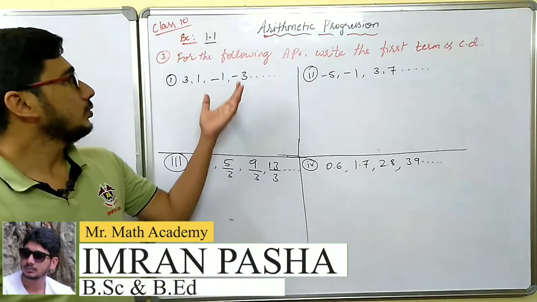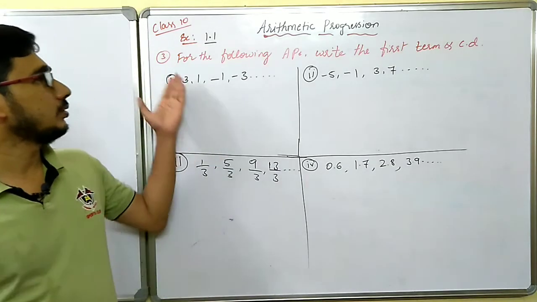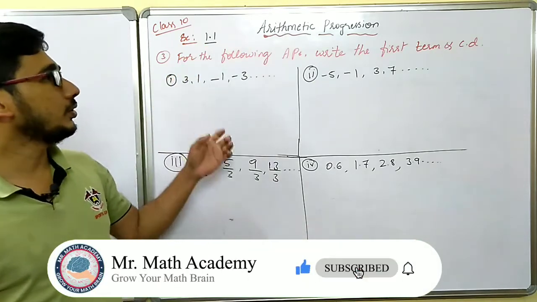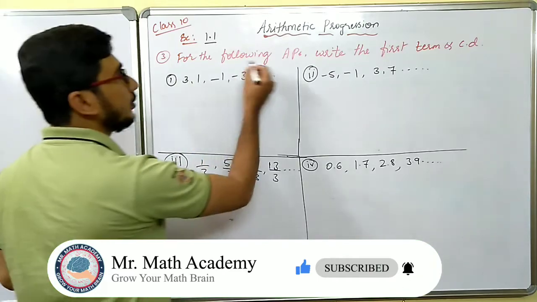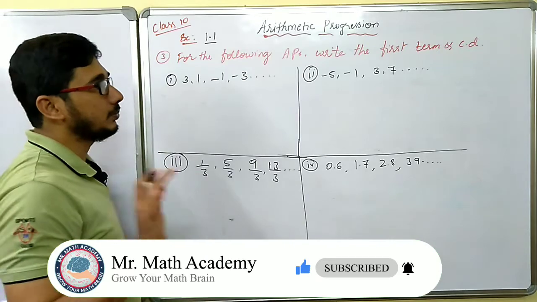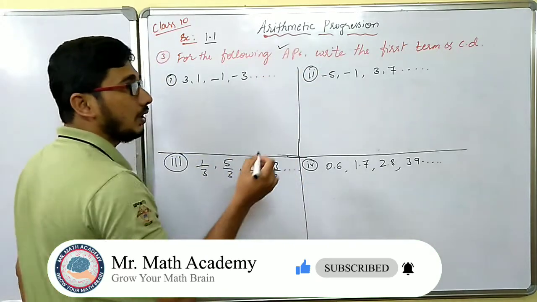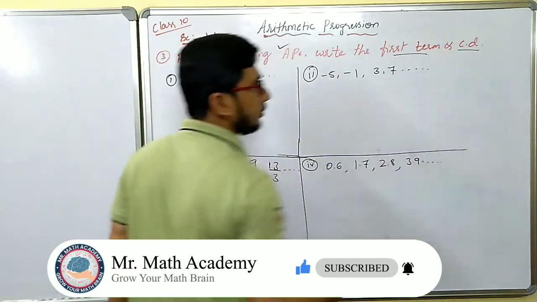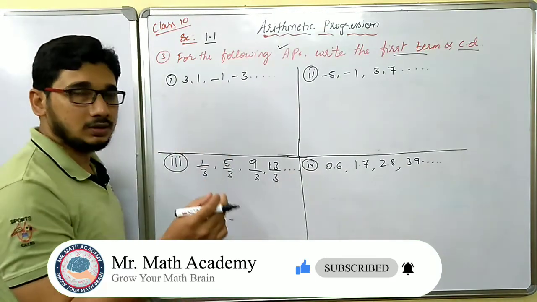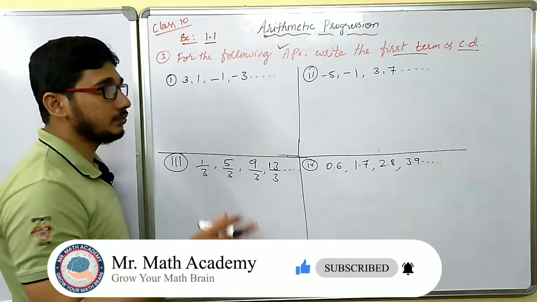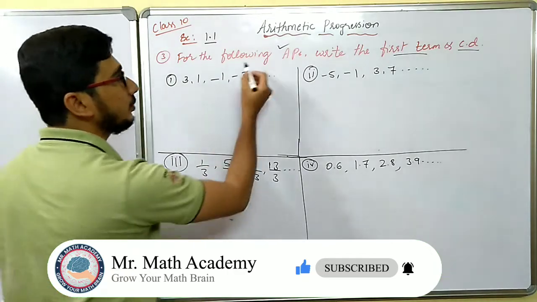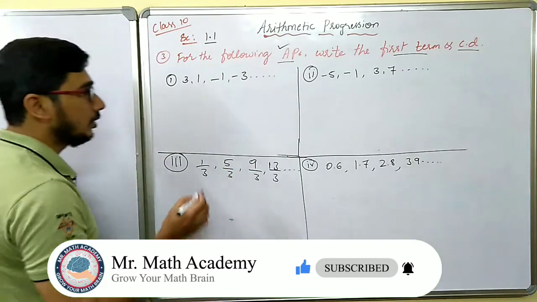So in this video, let us go to explain third main in the exercise 1.1. For the following APs, they are telling us these are all APs, in the sense that the common difference will be the same. They are telling us to write the first term and the common difference. Between any two successive terms, if you find one common difference, that is enough, because everywhere you will get the same difference, because it is an arithmetic progression already given.